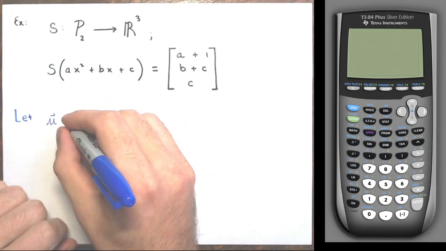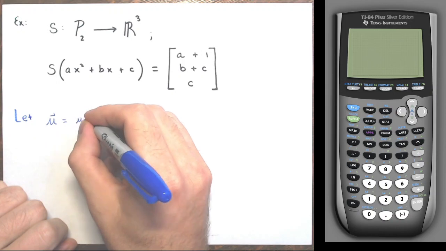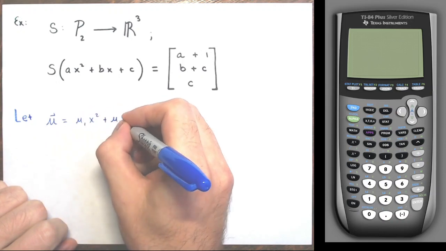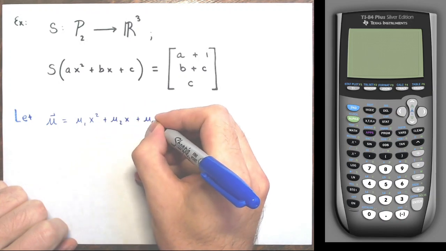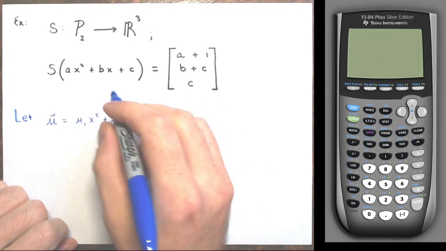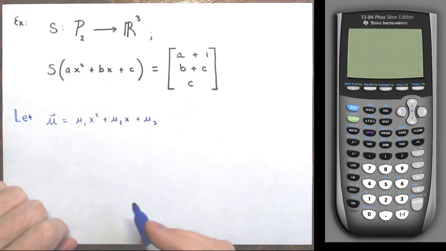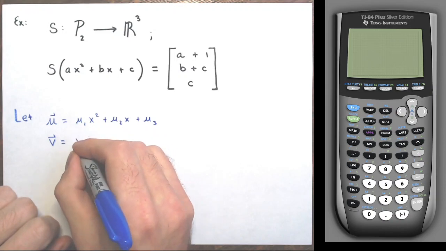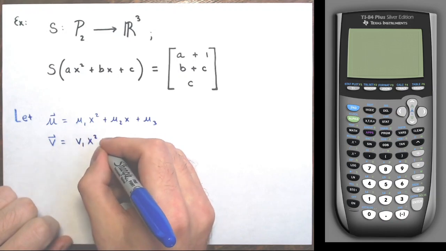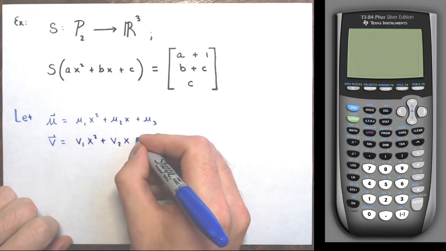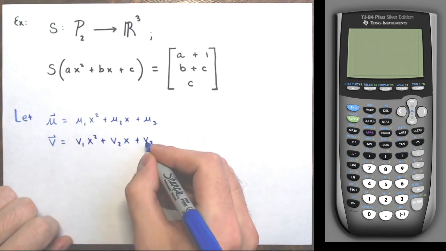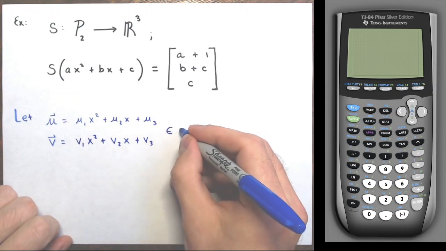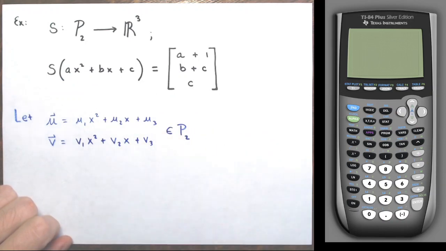Again, just to know that they're from u, I'll call it u1 x squared plus u2 x plus u3, where u1, u2, and u3 are like the a, b, and c. And vector v here, I'll use v1 x squared plus v2 x plus v3, where v1, v2, and v3 are again like the a, b, and c. They're just the coefficients of the polynomial. These belong to P2.